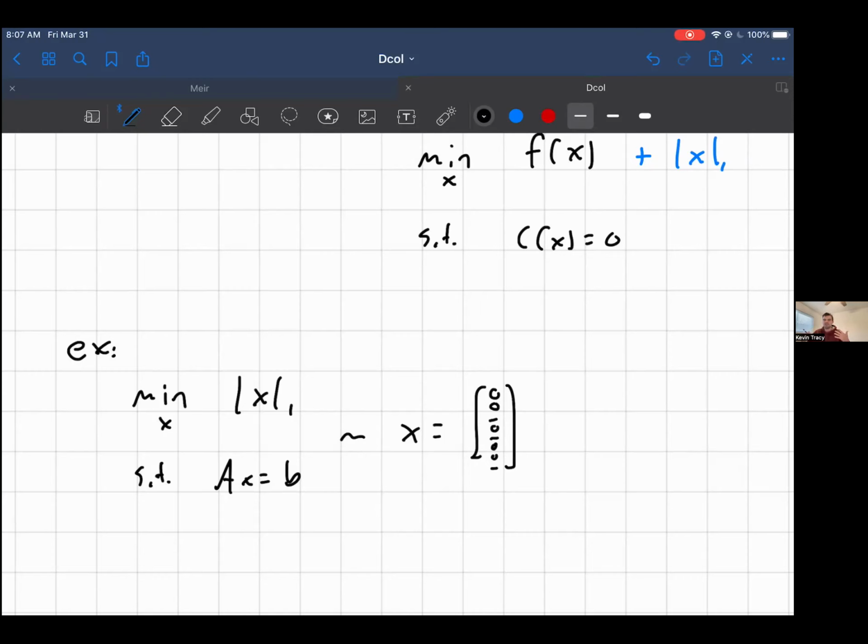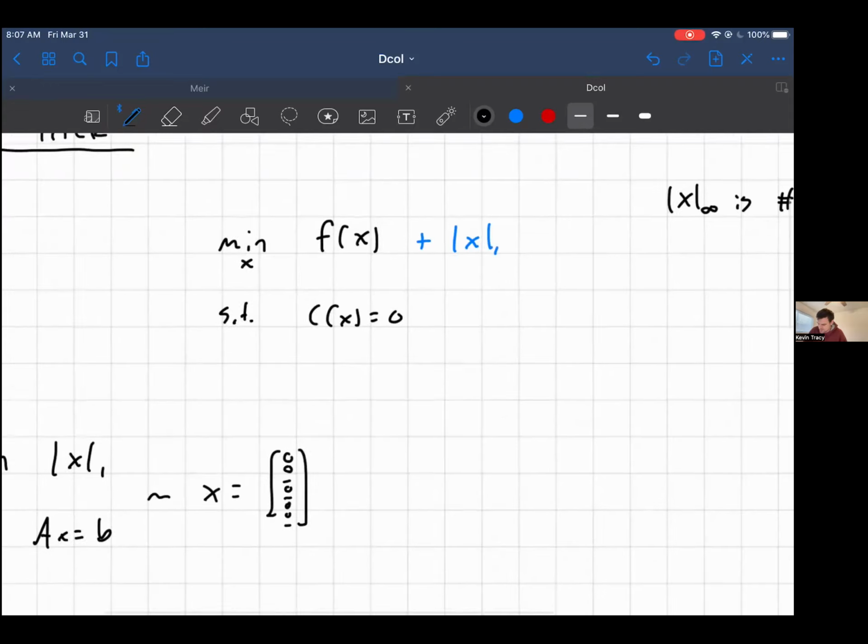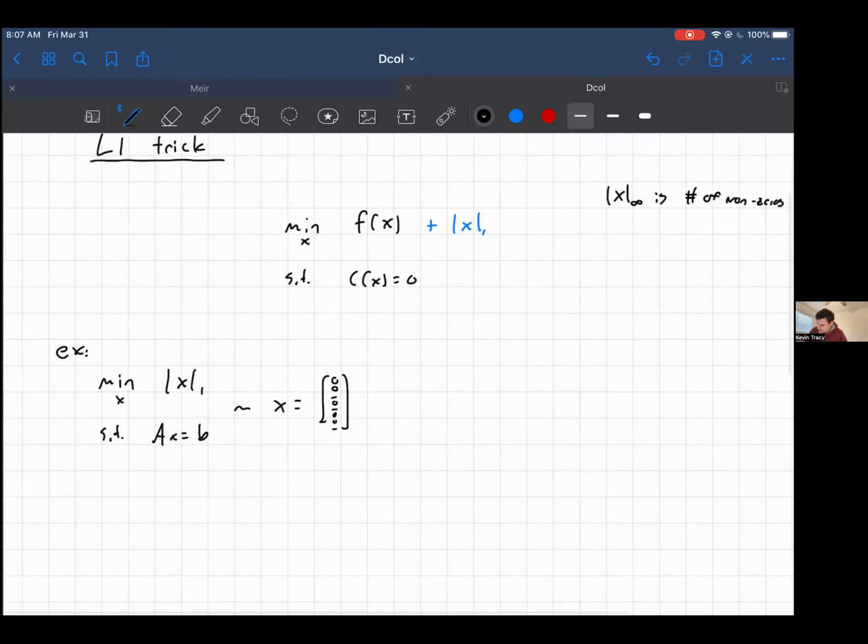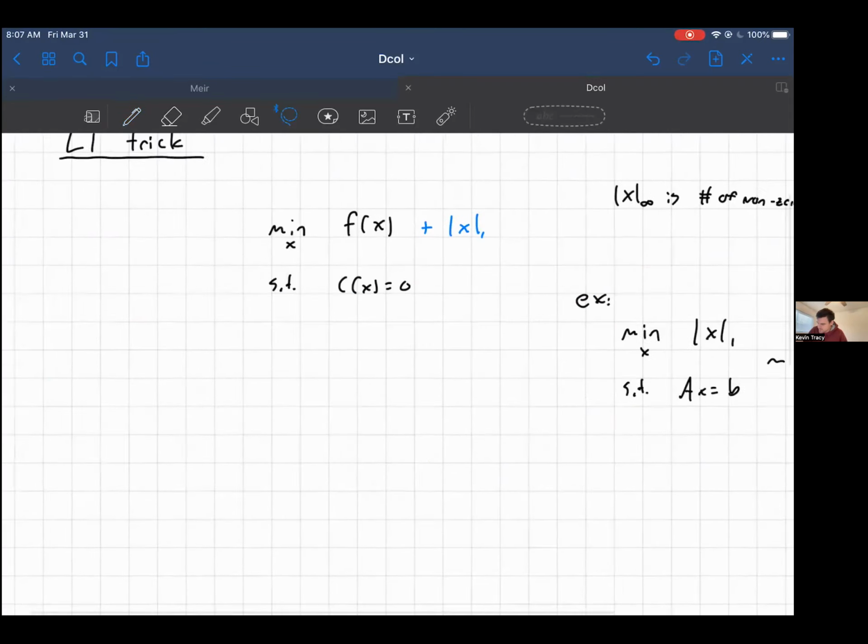So the idea is that when I add this L1 cost, I encourage sparsity in the solution, which can be useful for a lot of different things. So now the way that we do this is super simple.